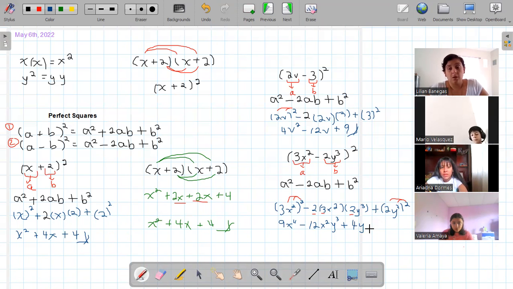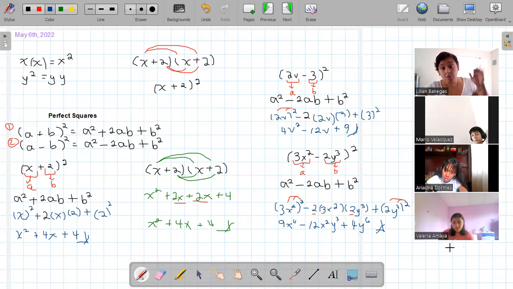And y cubed to the square? Remember what we just said? 6, because we multiply. And 3 times 2 is 6. And that is it. That will be my final answer.